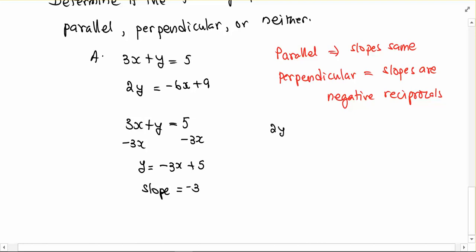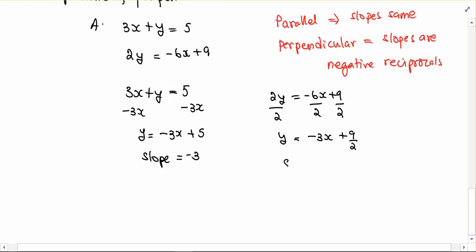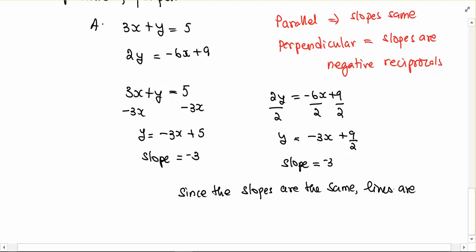Let's take the next one. So we have 2y equals minus 6x plus 9. To solve for y, I'm going to divide through by 2. Make sure you divide everything by 2. So I get y equals minus 3x plus 9 over 2. 9 over 2 doesn't divide, so I'm going to leave it like that. So the slope here is also negative 3. Since the slopes are the same, the lines are parallel.